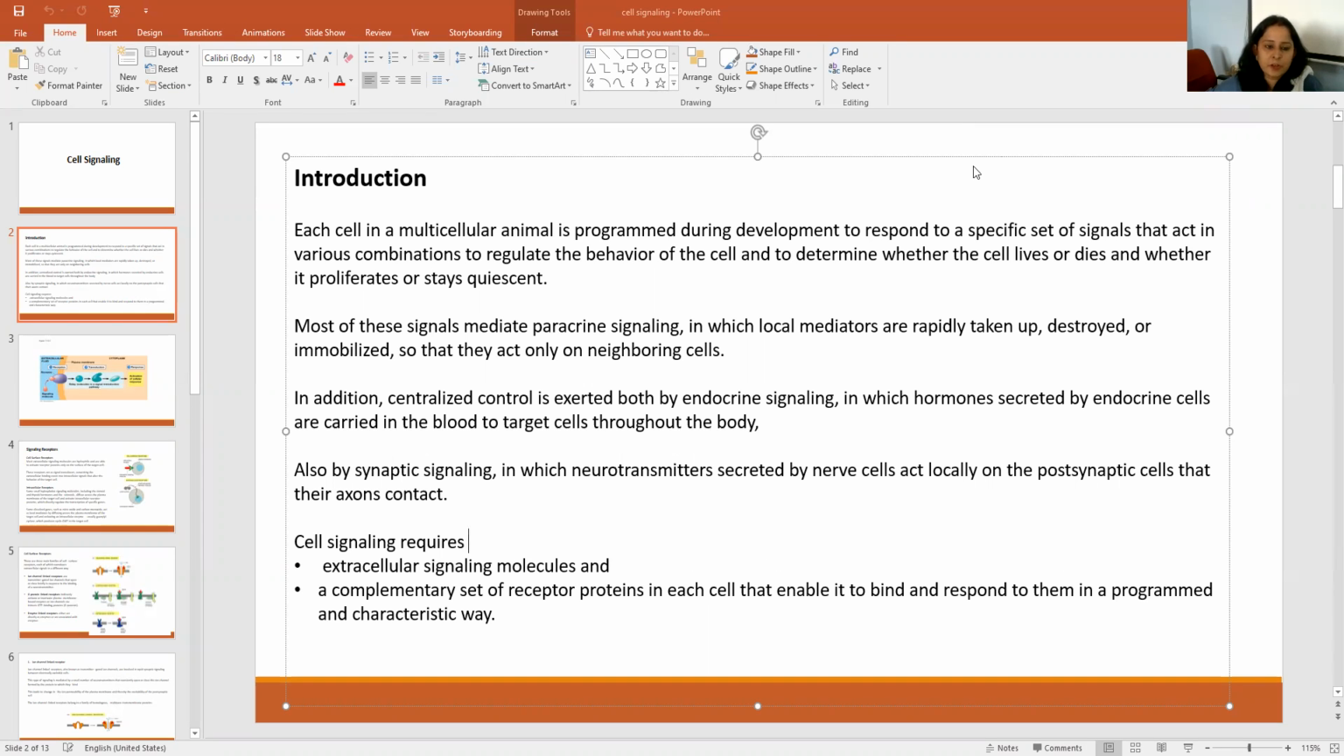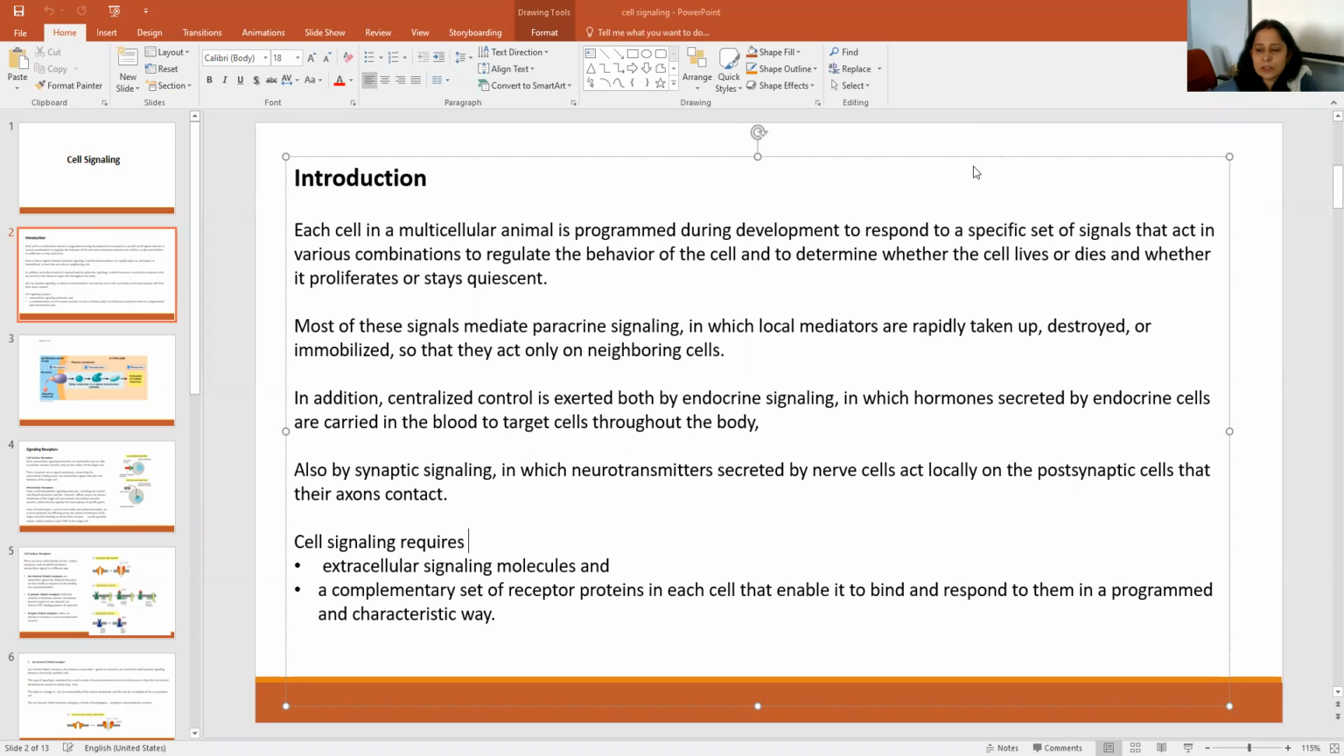Good morning, students. Today I'll be taking an introductory lecture on cell signaling. Now, each cell in a multicellular animal is programmed during development to respond to a specific set of signals that act in various combinations to regulate the behavior of the cell and to determine whether the cell lives or dies and whether it proliferates or stays quiescent.